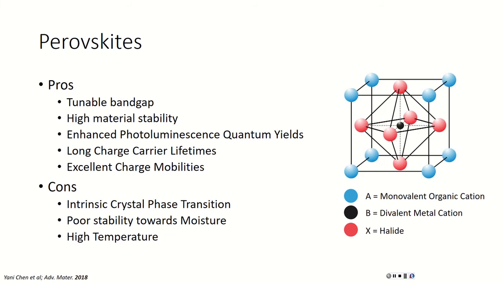For a lot of this I already mentioned it, but here is the general structure for a perovskite. We have an outside cube face. That's usually a monovalent organic cation.